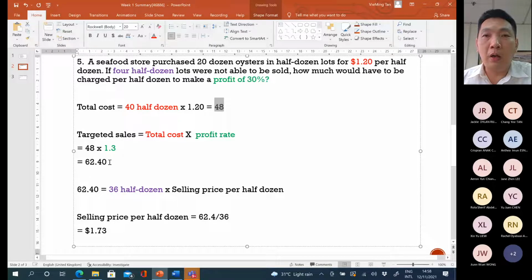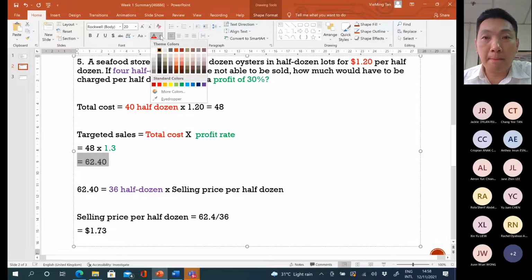If all these 40 half dozen of the oyster can be sold out. So this is the targeted sales that can be achieved by the seafood store. Maybe I can use blue color.